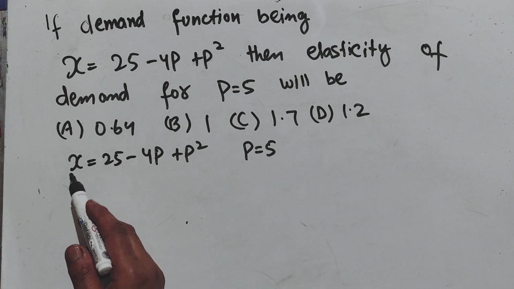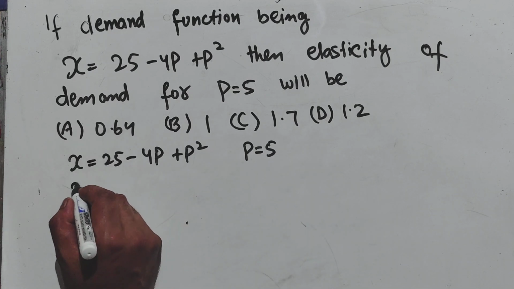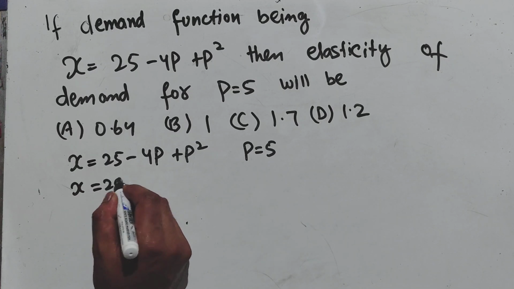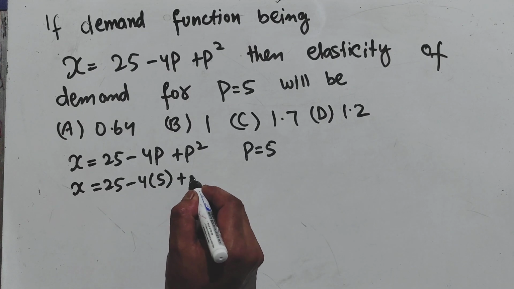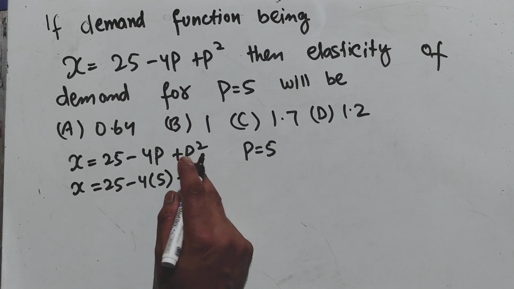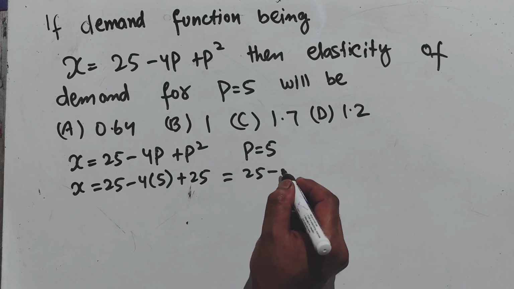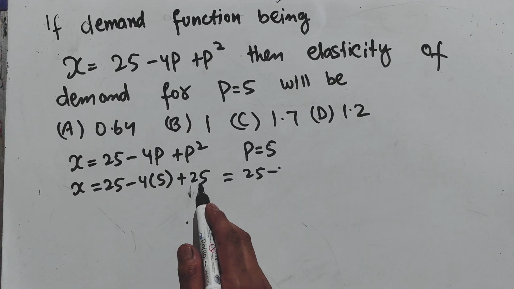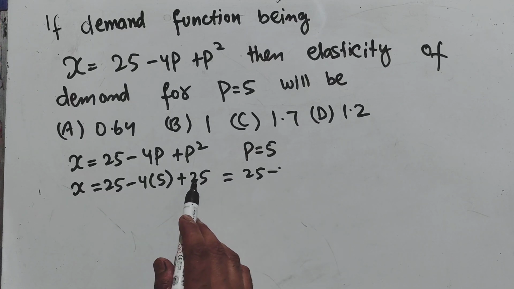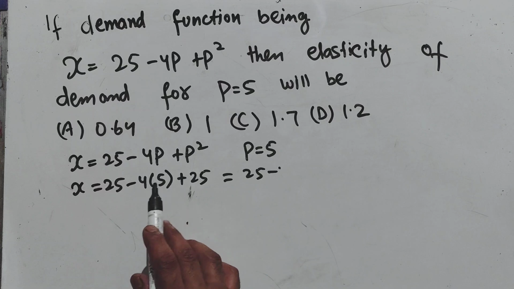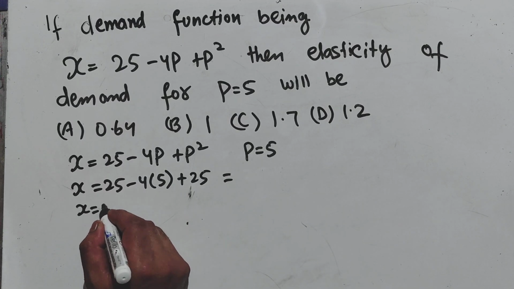So first we need to find out the quantity demanded when price is equal to 5. So plug p is equal to 5 here, so we will get x will be equal to 25 minus 4 times 5 plus 5 square, which is 25, which gives us 25 plus 25 is 50. 4 5s are 20, so we will get 20. Okay, so x is equal to 20.